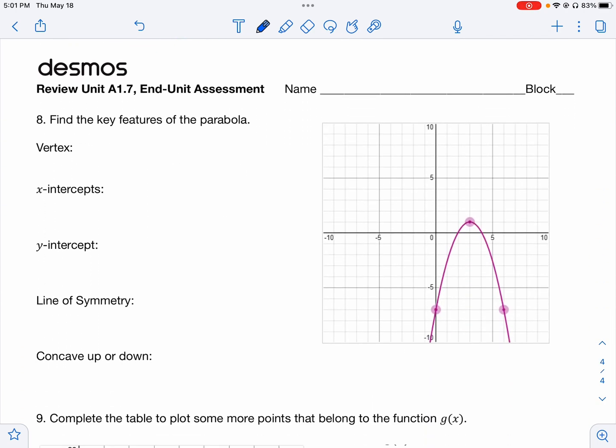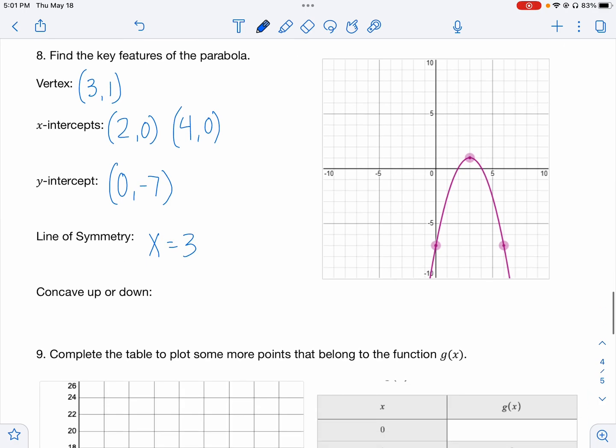Again, vertex, so this vertex looks like it's at 3, 1, and feel free to pause this and do this first. X-intercepts, the first one is at 2, 0, and the second one is at 4, 0. Y-intercept, that is going to be at 0, -7. Line of symmetry, that's this line where you can fold it over. Again, that looks like an equation. So that x value right there is 3. And this one is a frowning face, so it's concave down.